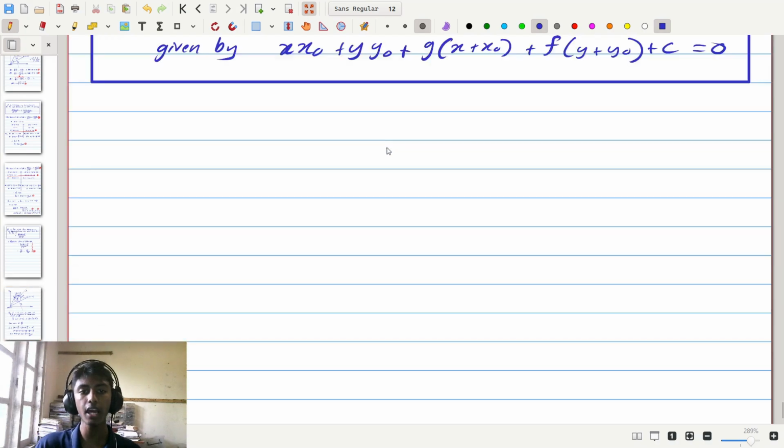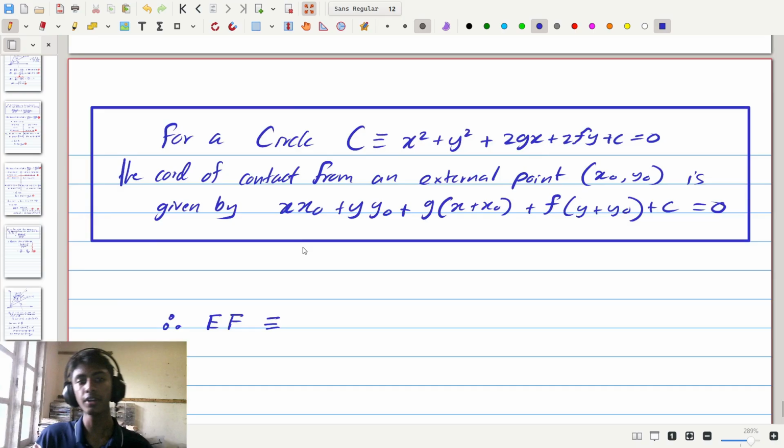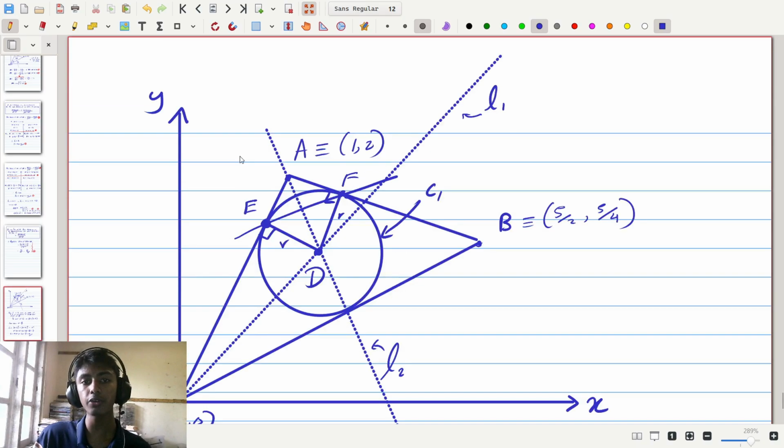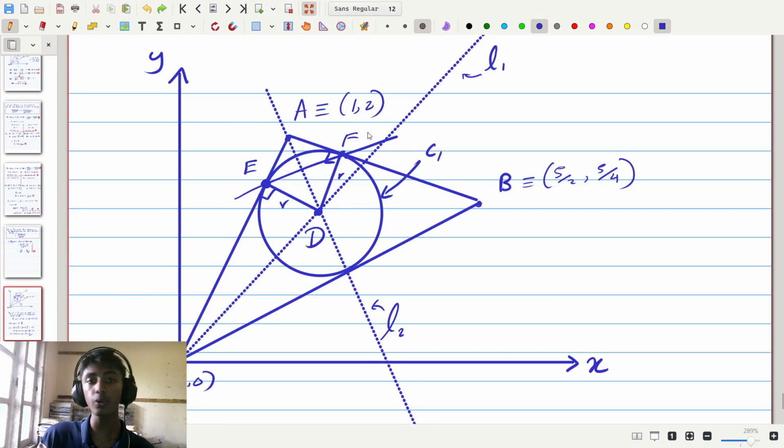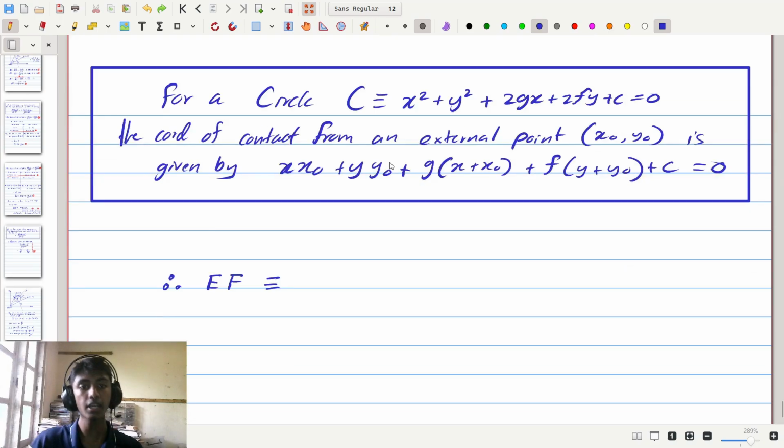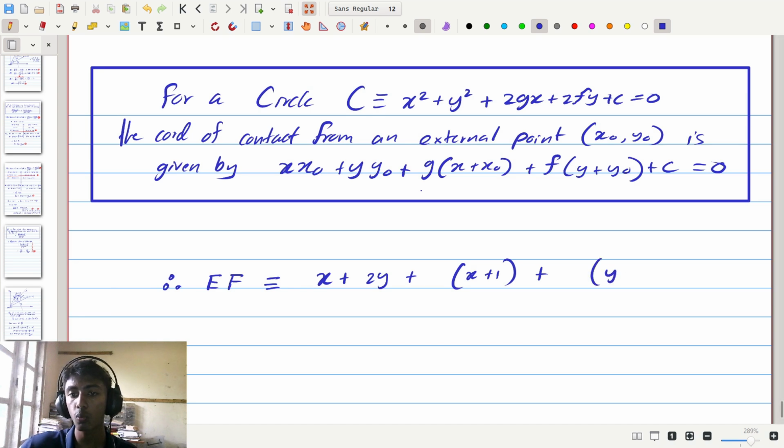So we can say therefore the line EF is given by, and we can find its equation. If you consider the formula that we have, (x0, y0) is going to be the point A, which is (1, 2). So therefore x0 is 1 and y0 is 2. If we substitute into here, we're going to get x times x0, which is x times 1, or x, plus y times y0, which is y times 2, so 2y, plus g times (x plus x0), which is x plus 1, plus f times (y plus y0), which I'm going to leave f blank and write y plus 2, plus c equals 0.